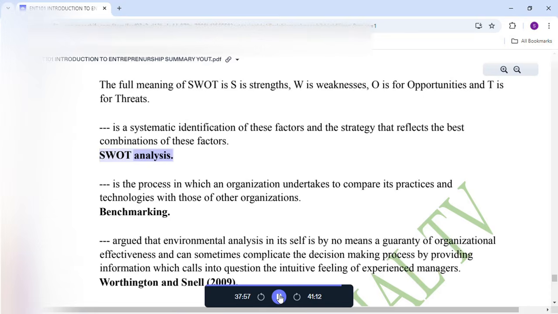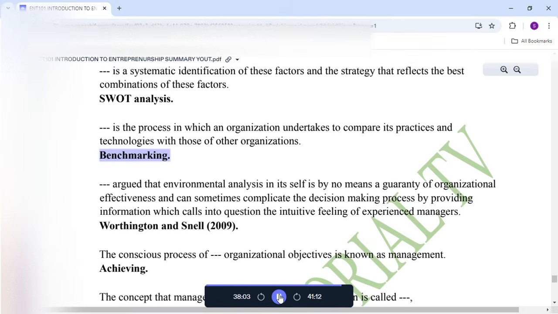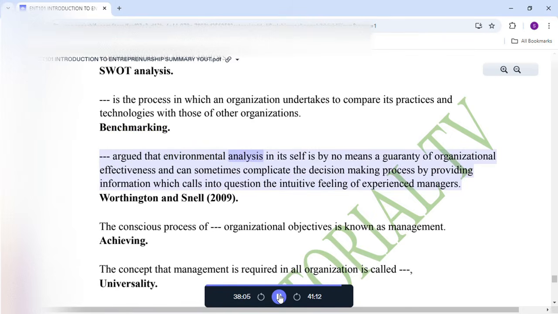Benchmarking is the process in which an organization undertakes to compare its practices and technologies with those of other organizations.